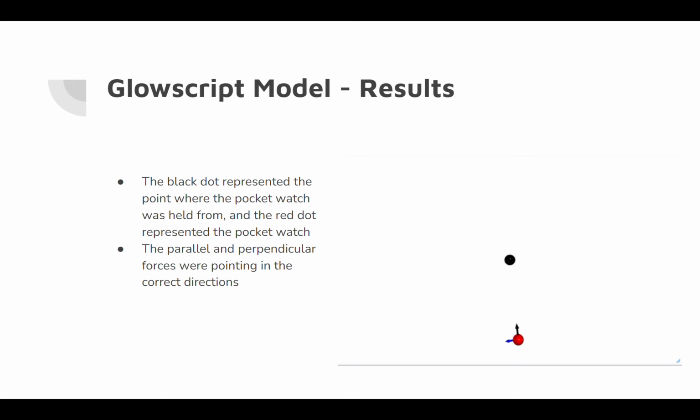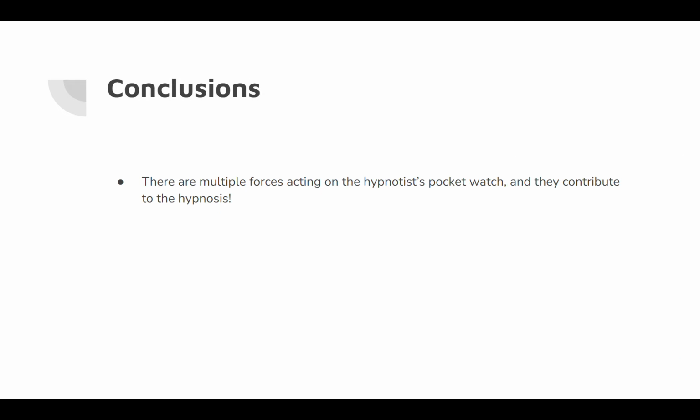Some conclusions are that there are multiple forces acting on the hypnotist's pocket watch, and they both contribute to the hypnosis, with the perpendicular component of the net force keeping the watch in place and pulling it towards the place where the chain is being held, and the parallel force making it move back and forth. Those are both portions of the net force, and both are crucial to modeling the forces acting on the watch as it swings back and forth.